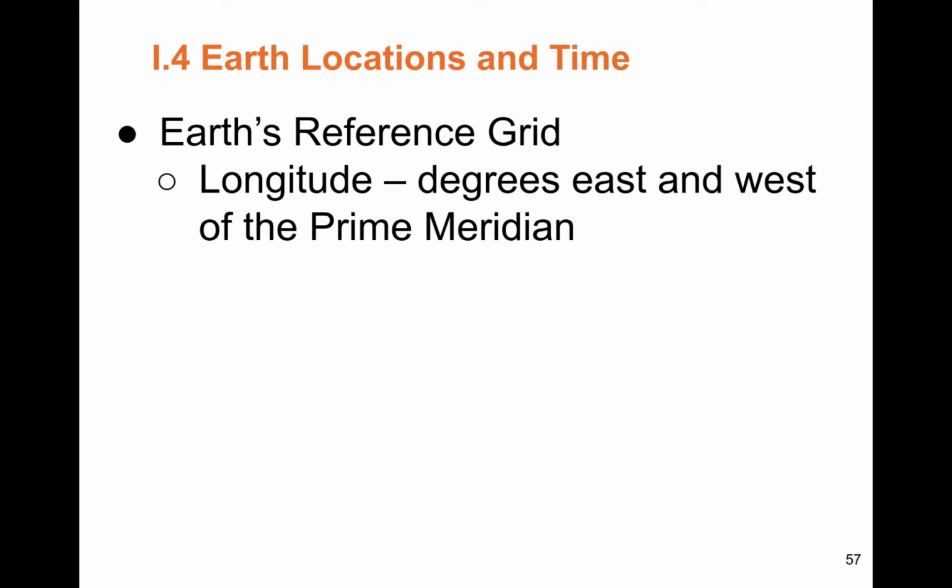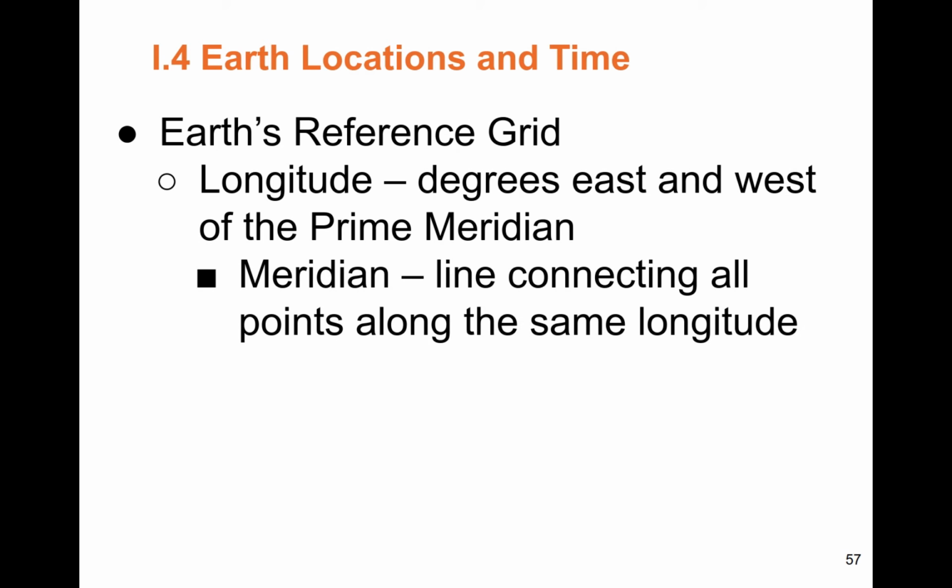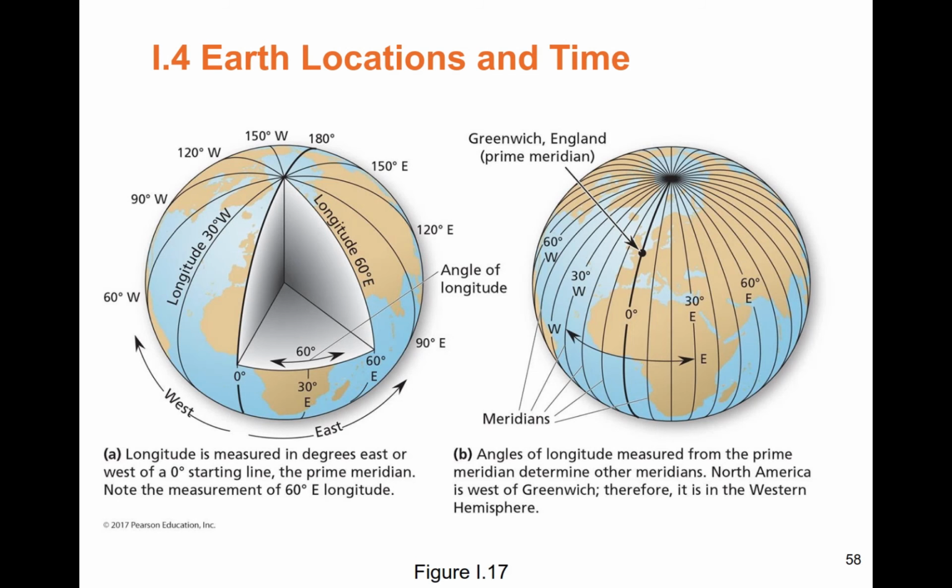Longitude. We've talked about latitude. Latitude is north and south. Longitude is east and west. So the lines of longitude are called meridians. They're all the same length.